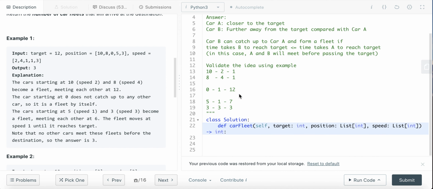We can also validate the same idea for the cars starting at position 5 and 3. The starting position is 5, and the traveling speed is 1. It takes 7 units of time to reach the target. The car starting at position 3, traveling at speed 3, takes 3 units of time to reach the target. So this car initially starts behind car A because it starts at a position further away from the target. However, it's traveling at a faster speed, and the time it takes to reach the target is less than the time it takes the car starting at position 5 to reach the target. So that's why these two cars can meet each other.